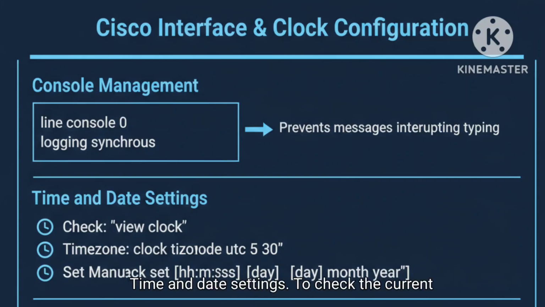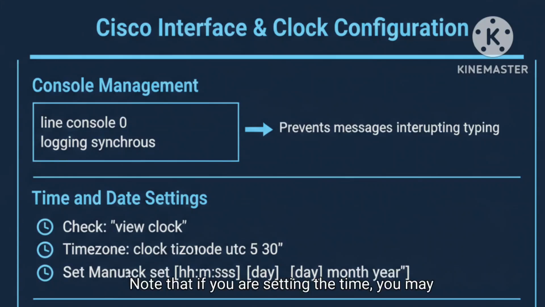Time and date settings. To check the current device time, use the command show clock. To adjust the time zone, enter global configuration and use clock time zone followed by your zone and offset, such as UTC 5:30. To manually set the time and date, use the command clock set, then enter the hours, minutes, seconds, day, month, and year.